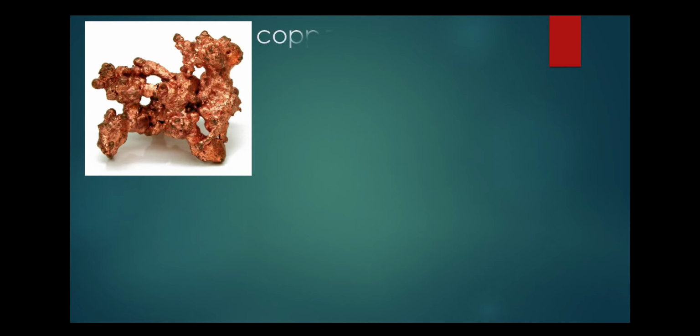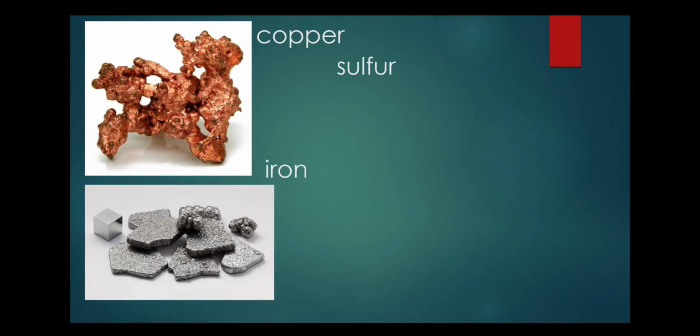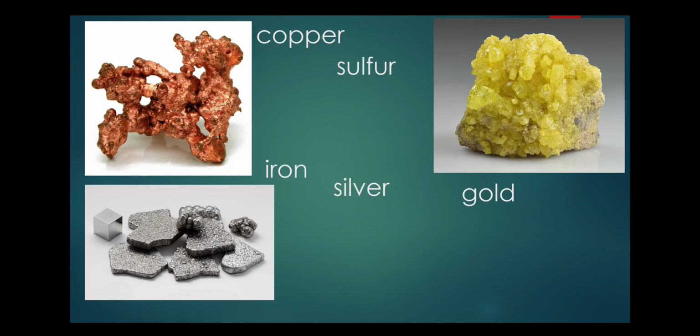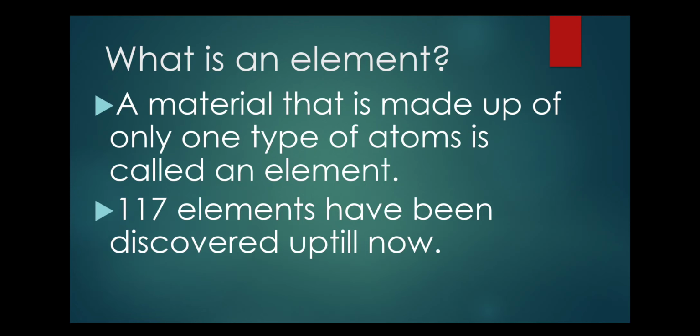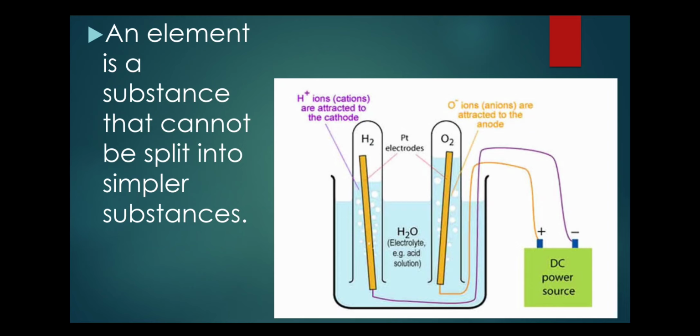You must have seen and heard the names that I'm sharing right now on this slide: copper, iron, sulfur, silver, and gold. All of them are elements. Now the question is, what are elements? A material that is made up of only one type of atom is called an element. Up till now, scientists have discovered 117 elements. Out of these elements, some are natural and some are artificially created by man. An element is a substance that cannot be split into simpler substances.